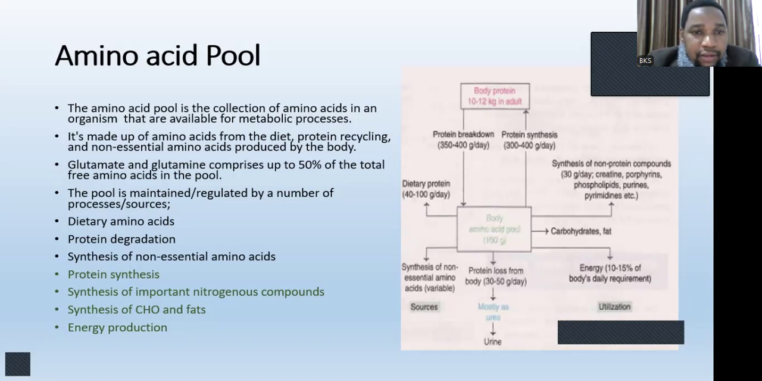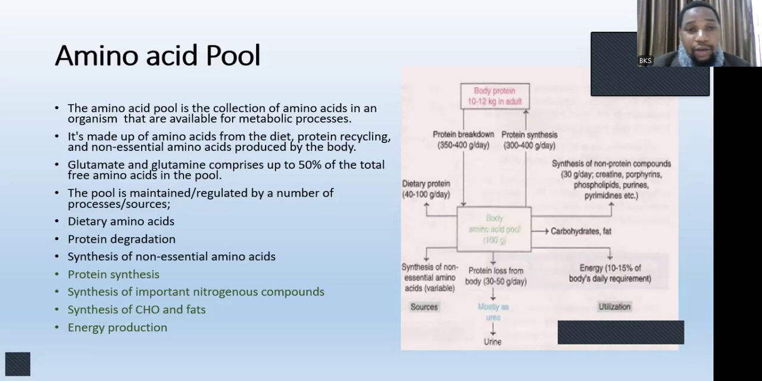We said it is maintained and regulated by a number of processes or sources. Number one, let's say dietary amino acids. Yes, of course, when we eat, food contains a lot of amino acids. Depending on the source of the food, it contains proteins. Some of these, even rice, we consider naturally carbohydrate. Of course, they are more of carbohydrate, but you can have a significant amount of proteins inside.